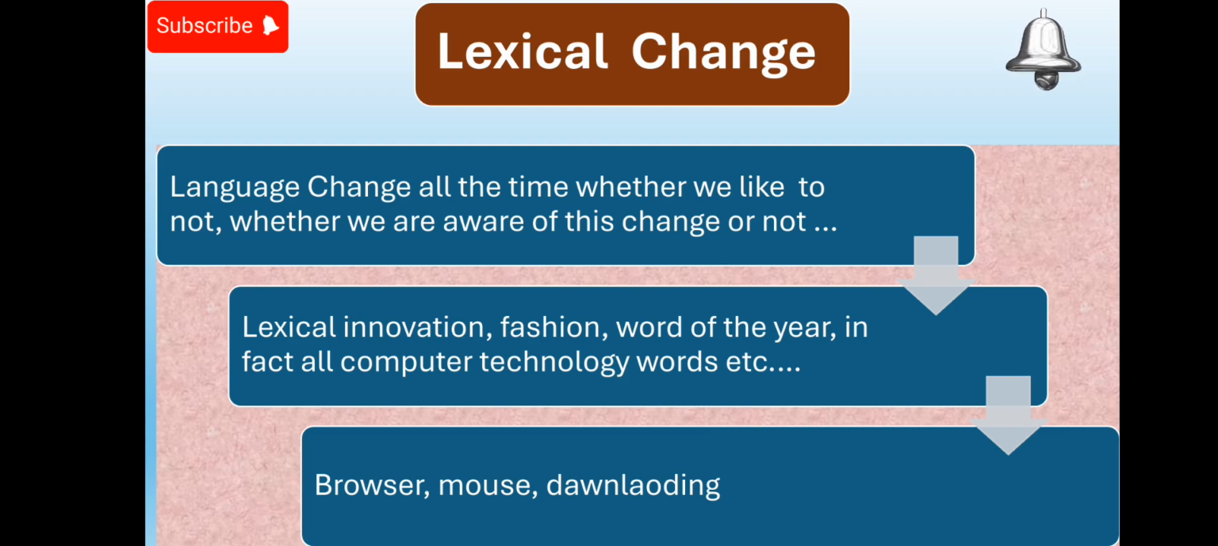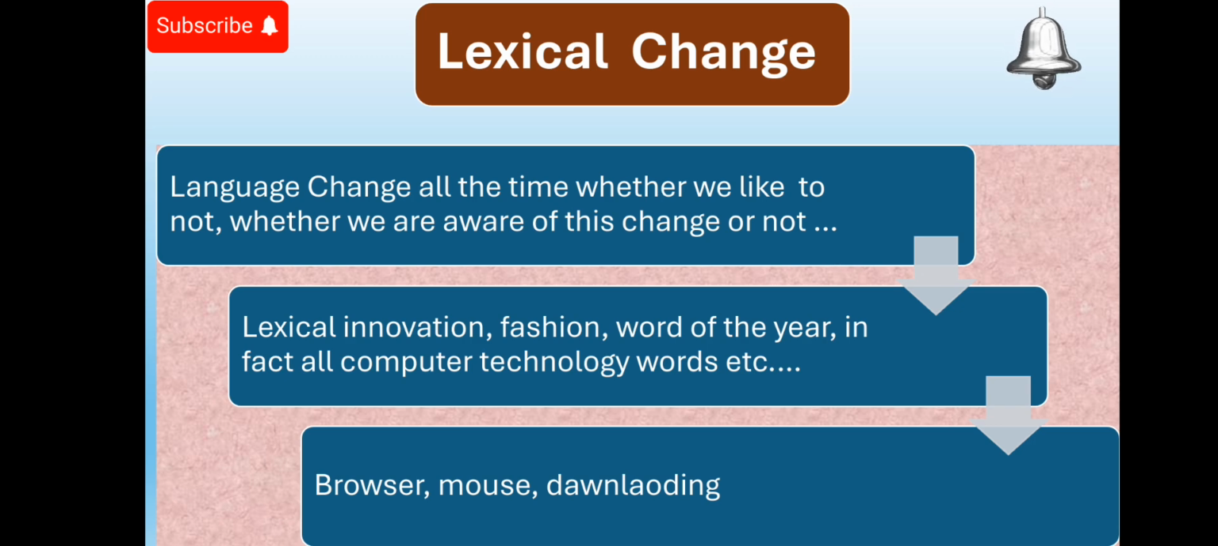There'll be change in vocabulary, there'll be change in pronunciation, there'll be change in grammar, there'll be change in syntactic structures, and in all aspects of that language. So it's not in our control. We can't control this change. Second, sometimes we are aware of this language change and sometimes we are not.